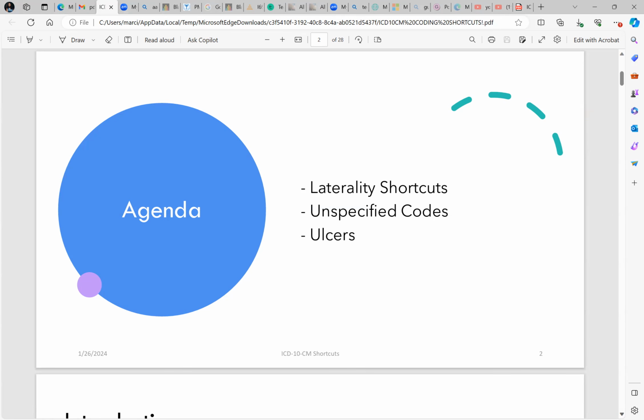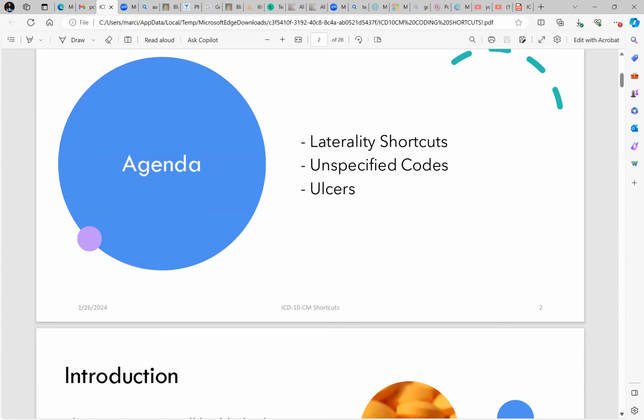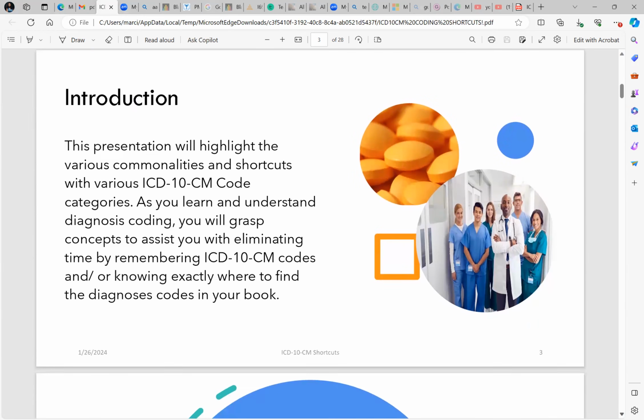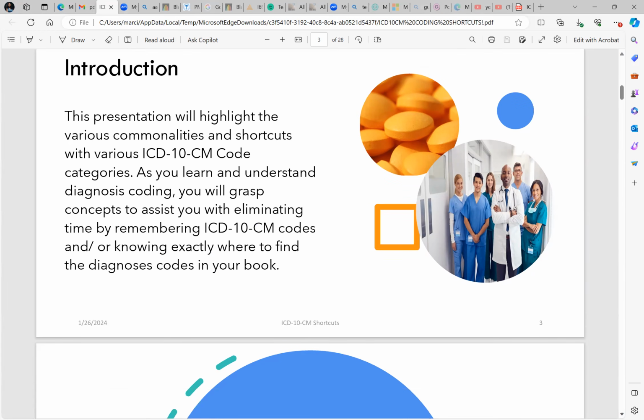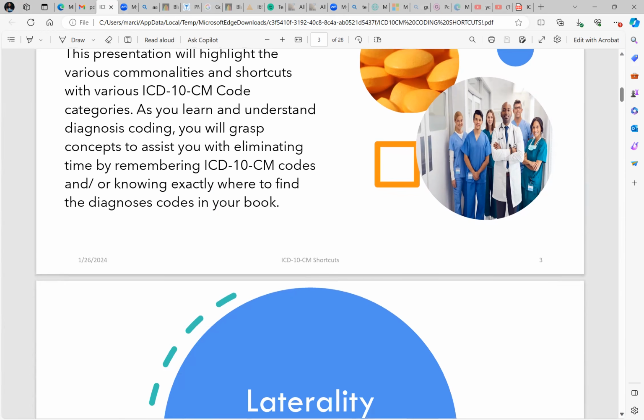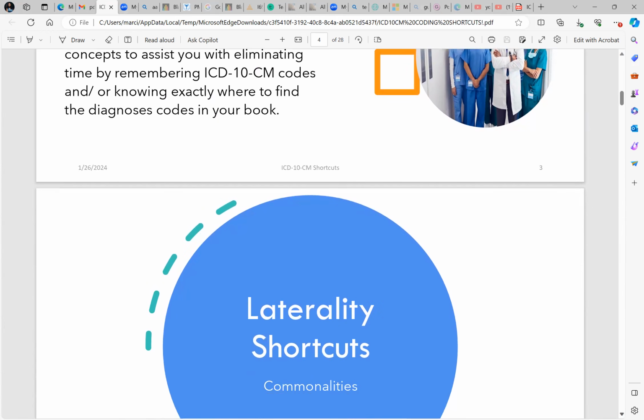So tonight's agenda, we're going to go over laterality shortcuts, unspecified codes, commonalities, and we're going to talk about ulcers, pressure and non-pressure ulcers. In this presentation, I will highlight the various commonalities and shortcuts with various ICD-10 code categories. As you learn and understand diagnosis coding, you will grasp concepts to assist you with eliminating time by remembering ICD-10 codes and or knowing exactly where to find the diagnosis codes in your book.